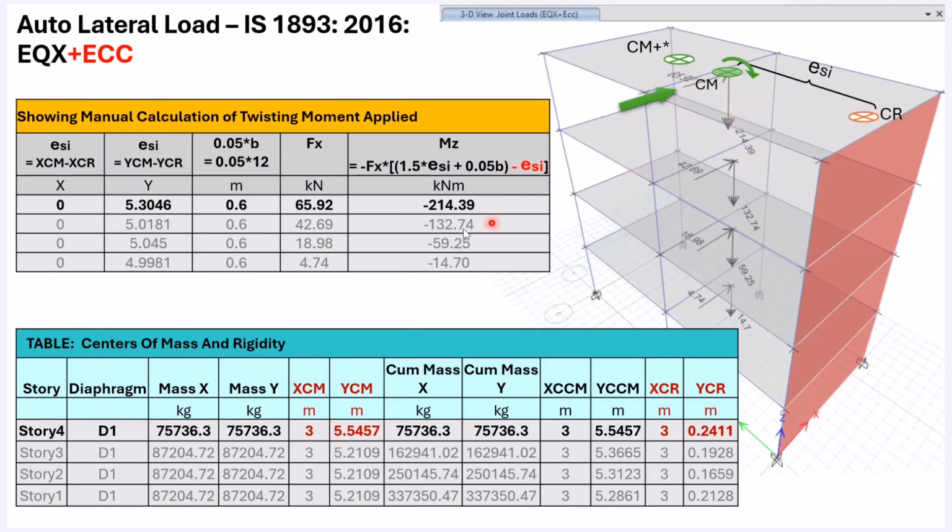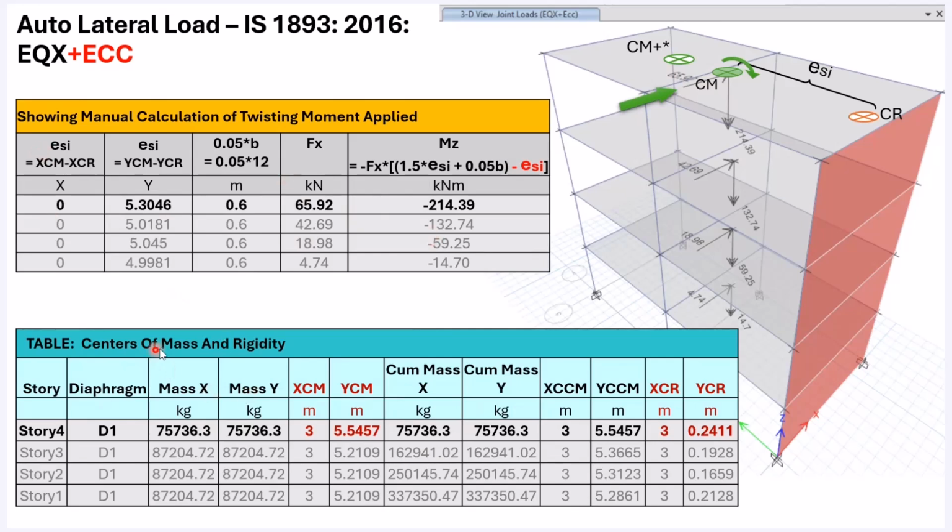And what is this moment? This is the moment applied at the center of mass, the actual center of mass, accounting for the shift or the eccentricity obtained for the design accidental torsion. Now, how is that calculated?